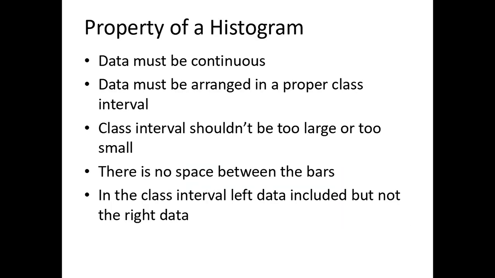Then what is the property of a histogram? The data must be continuous and the data must be arranged in a proper class interval, and the class interval should not be too large or too small. And in case of a histogram, there is no space between the bars, and in the class interval the left data is included but not the right data.